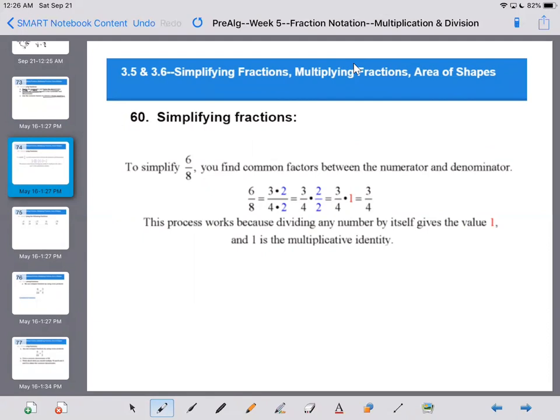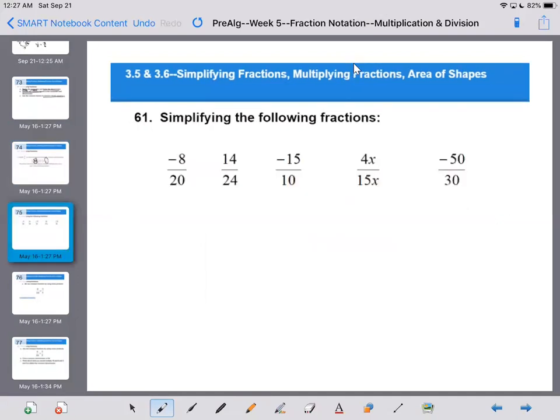Notice we just factored 6 into 3 times 2, and 8 was 4 times 2. So what's in blue here are the two factors that are the same. You can divide those out and you're left with 3/4. So let's do that with some of these.